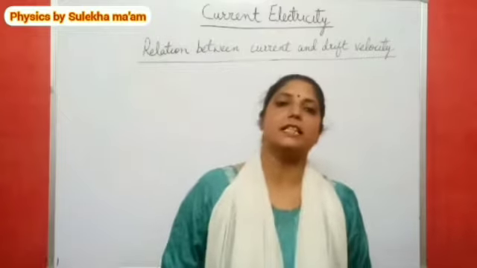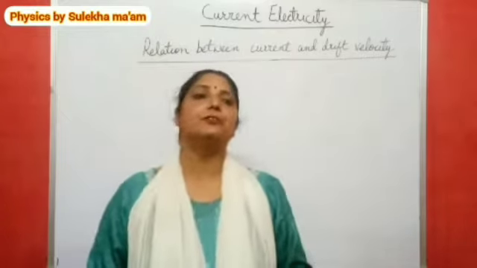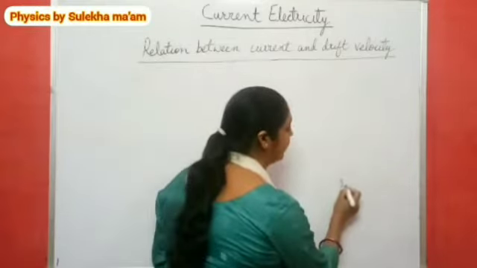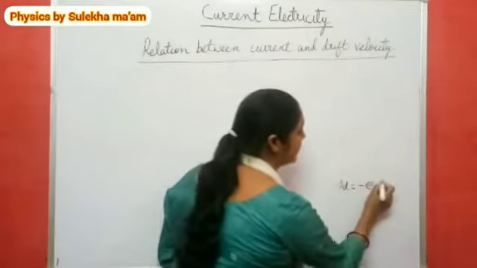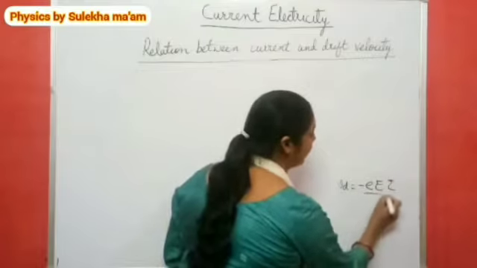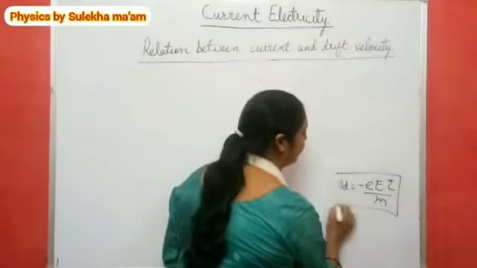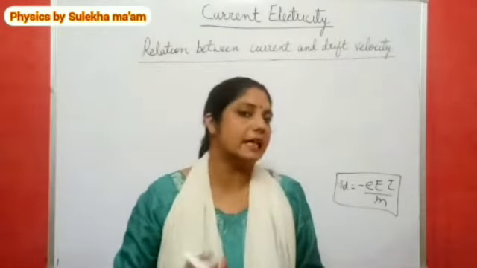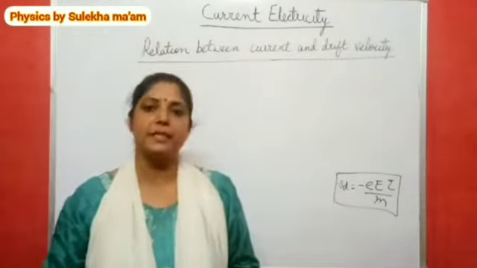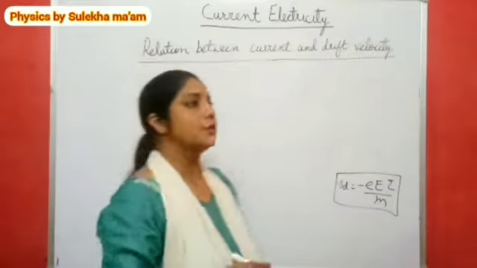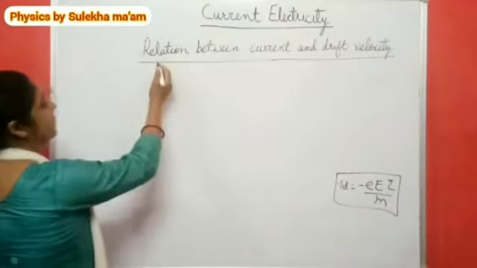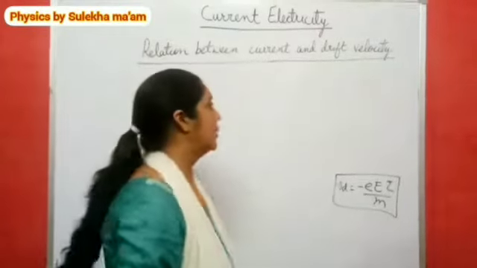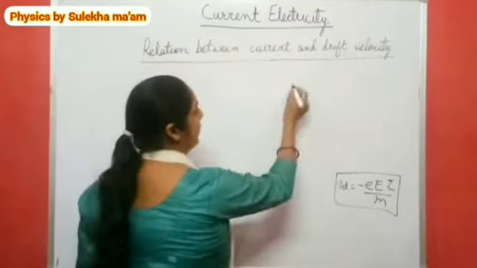In the previous class, we derived the formula for drift velocity. What is that formula? Drift velocity Vd equals minus E tau by m. This is the formula for drift velocity. And due to this drift velocity inside the conductor, what happens? Current is produced. So today we will derive the relation between current and that drift velocity. Okay, so let us start.